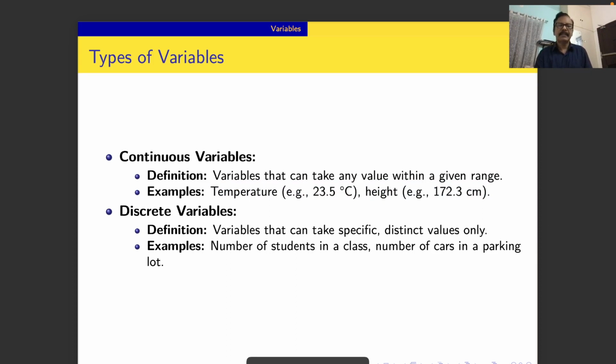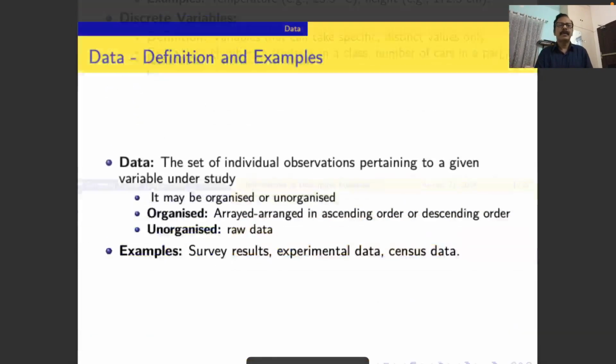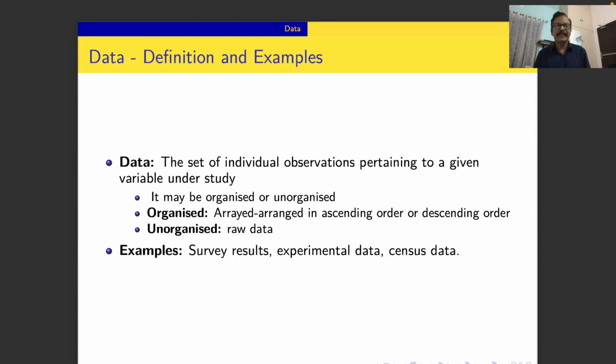Discrete variables are variables that can take specific distinct values only. For example, number of students in a class, number of cars parking in a lot, number of fishes in a lake, number of accidents at a particular place, number of defectives, etc. Now, another important concept I have to define is data.